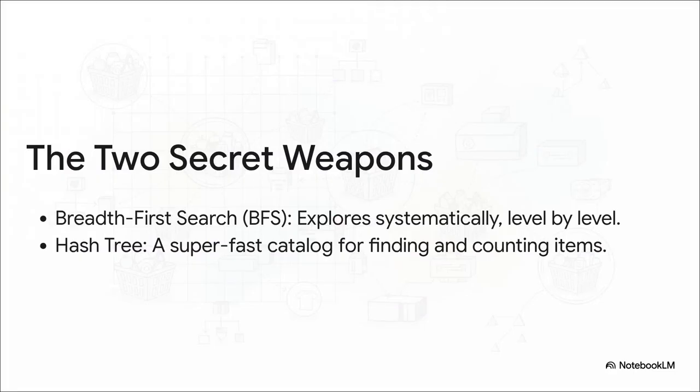Now, to make all this happen super fast, the algorithm has a couple of secret weapons working under the hood. A systematic way to search, called breadth-first search, and a super fast way to count them, called a hash tree.